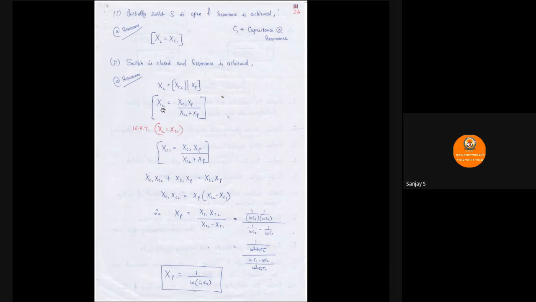We know XL is equal to XC1 during the resonance. So we'll substitute XC1 in place of XL. So XC1 will be equal to XC2 XP divided by XC2 plus XP. Cross multiply and simplify. We get the expression for XP as XC1 XC2 by XC2 minus XC1. Try to express in terms of capacitance. We have XP will be equal to 1 over omega into C1 minus C2. This will be the value of reactance of the high impedance coil.